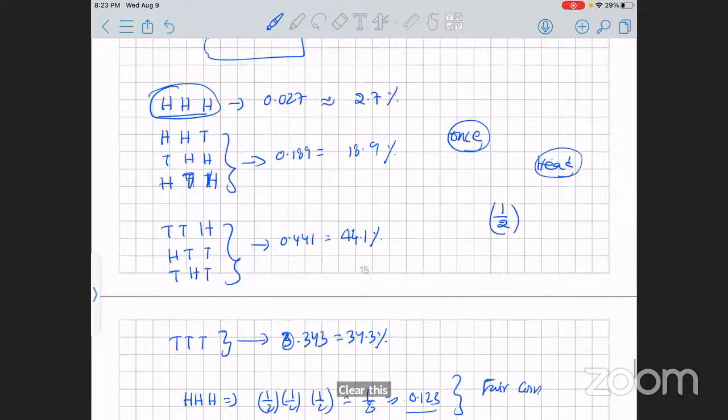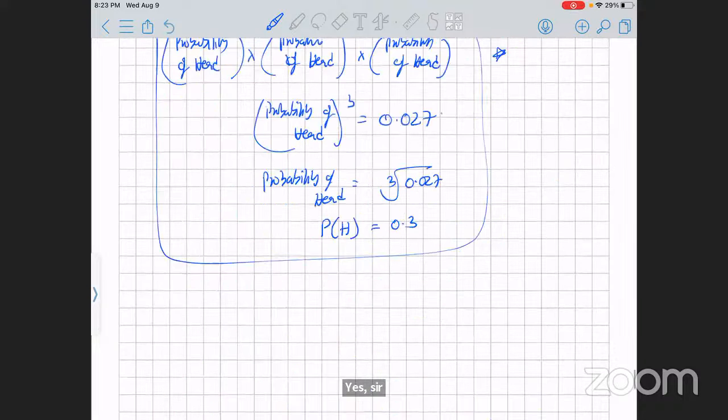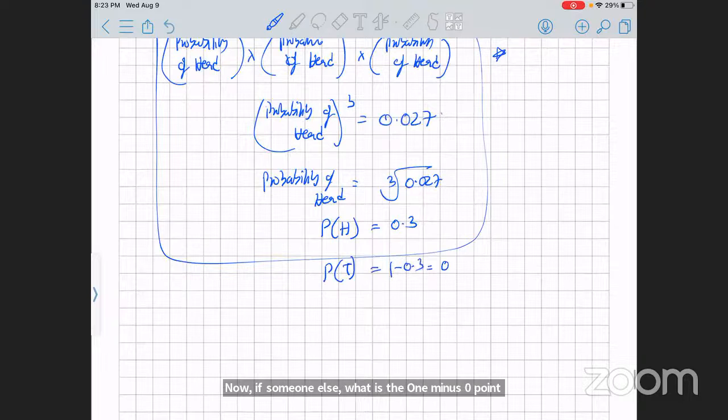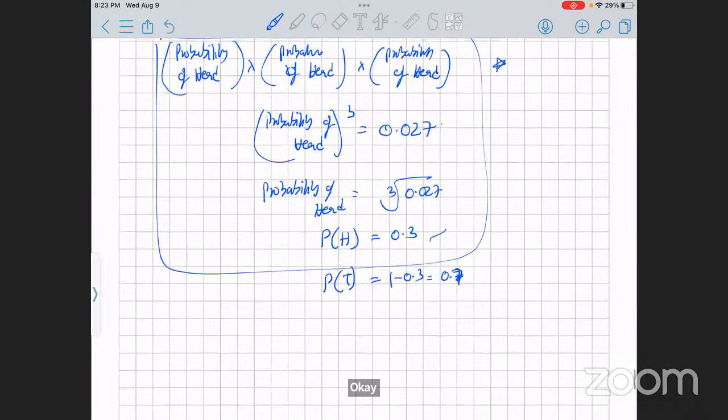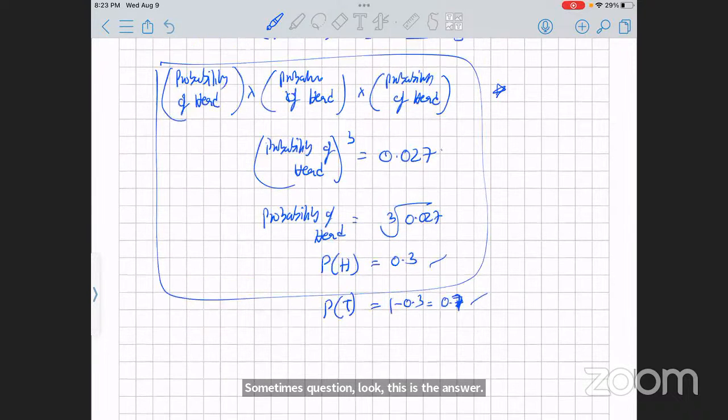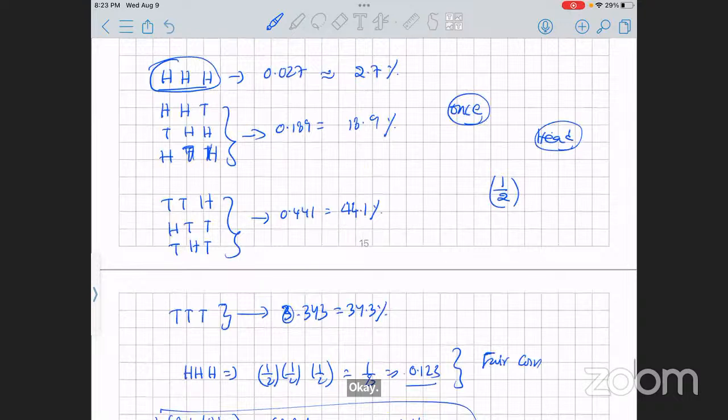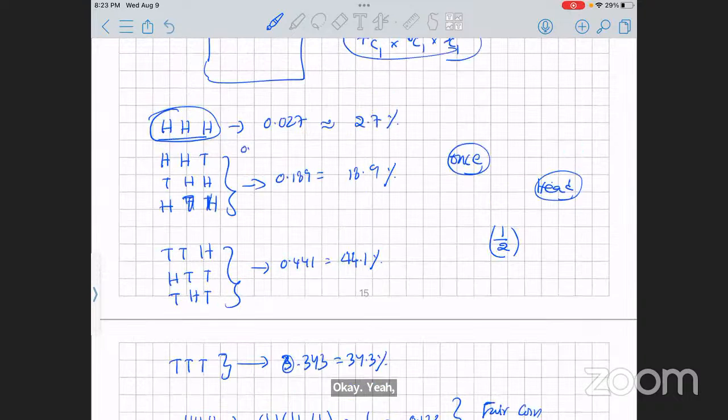Now, if someone asks what is the probability of tail? 1 minus 0.3, that equals 0.7. Sometimes in a question, this is the answer. Look, head head tail means 0.3 into 0.3 into 0.7. What is the value? 0.063.